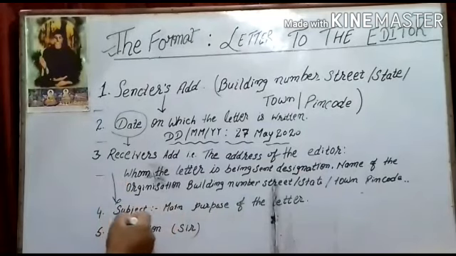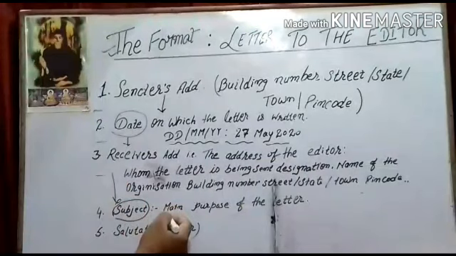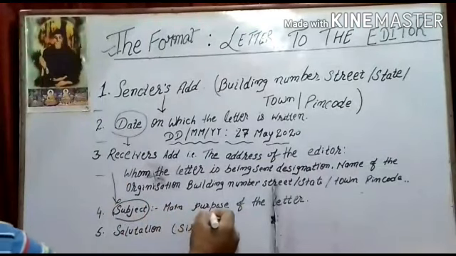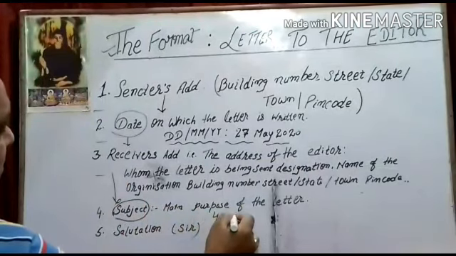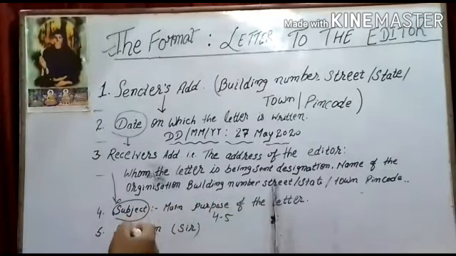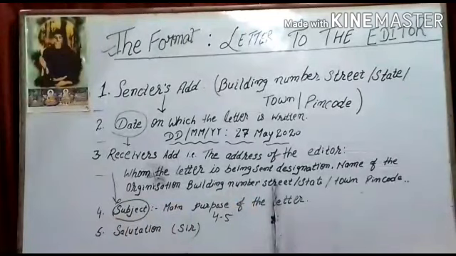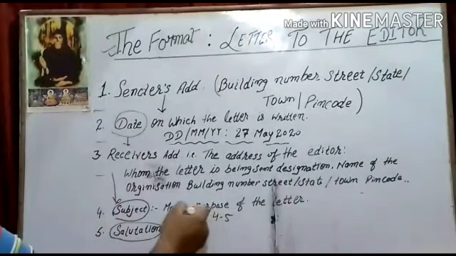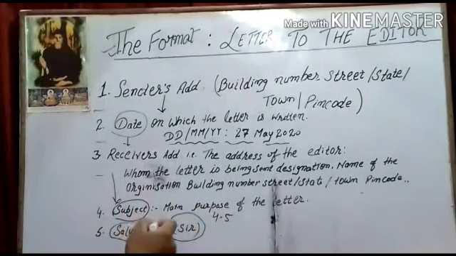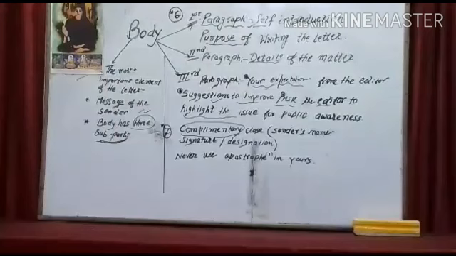What should we write in the subject? In 4 to 5 words, we must mention the main purpose of the letter. Suppose I wish to write on the issue of attacks on old people living alone. Then in the subject I will mention that issue. Below the subject, salutation. The best word for the editor is Sir. And then after salutation, the body.